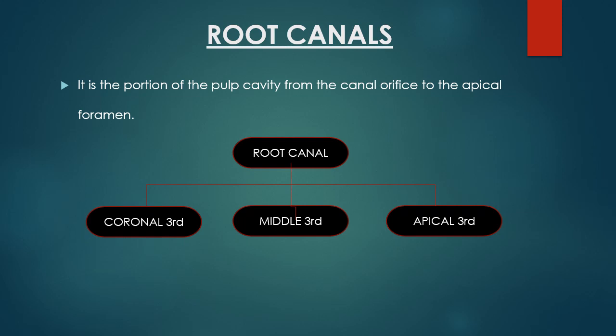Coming to the root canals. The root canal is nothing but the portion of the pulp cavity from the canal orifice to the apical foramina, meaning from the canal orifice, from the floor of the pulp chamber, to the apical foramen. Here, for our convenience, the root canal has been divided into three: coronal third, middle third, and apical third.